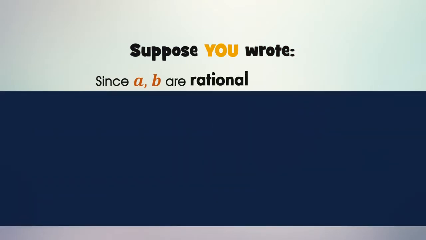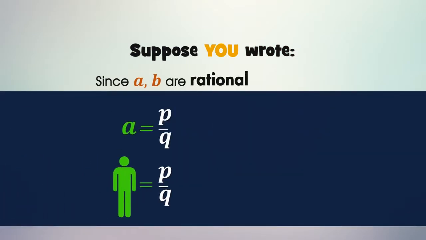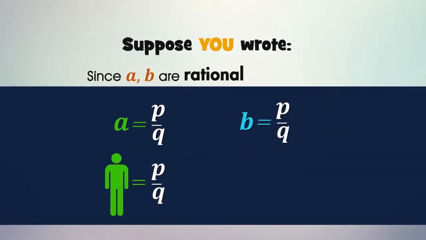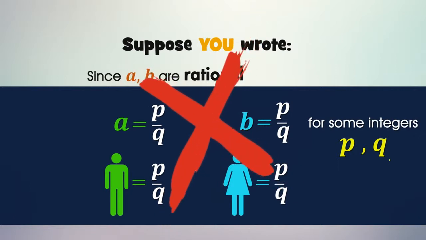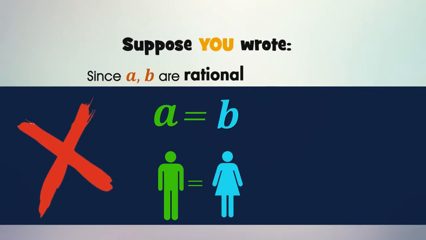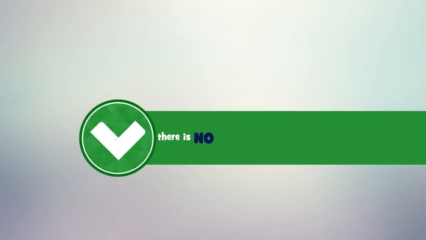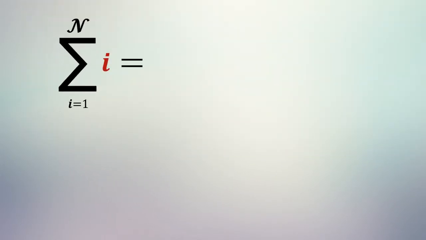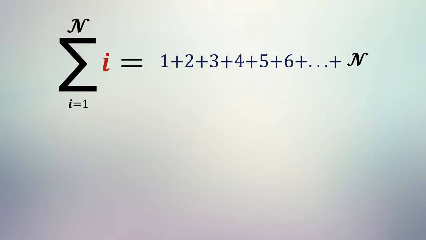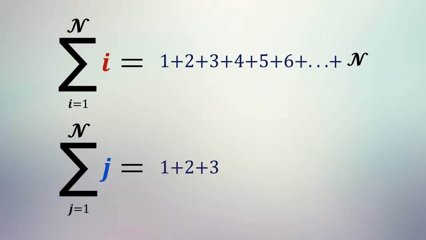Suppose you wrote, since a and b are rational, a equals p over q and b equals p over q for some integers p and q. This is completely wrong. This asserts that a equals b. True, there is no problem in changing dummy variables. For example, the sum of i from i equals 1 up to n is the same as the sum of j from j equals 1 up to n.